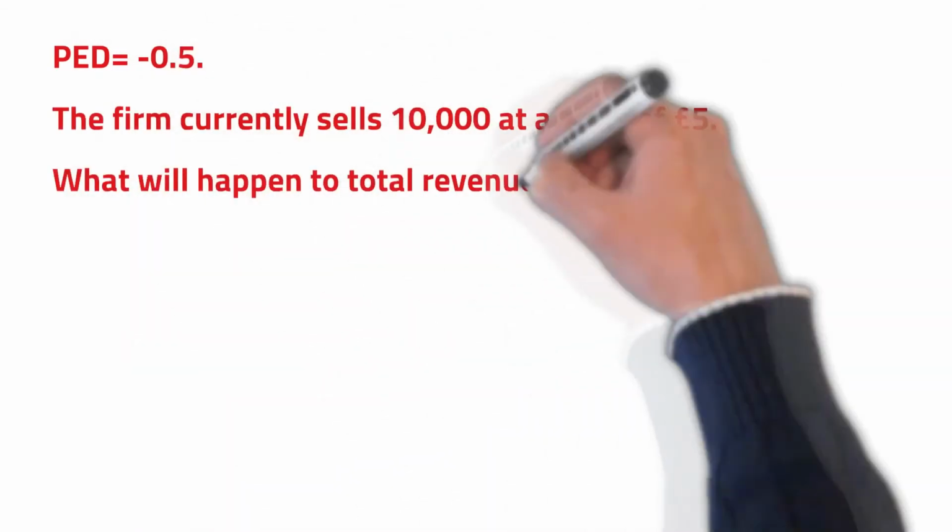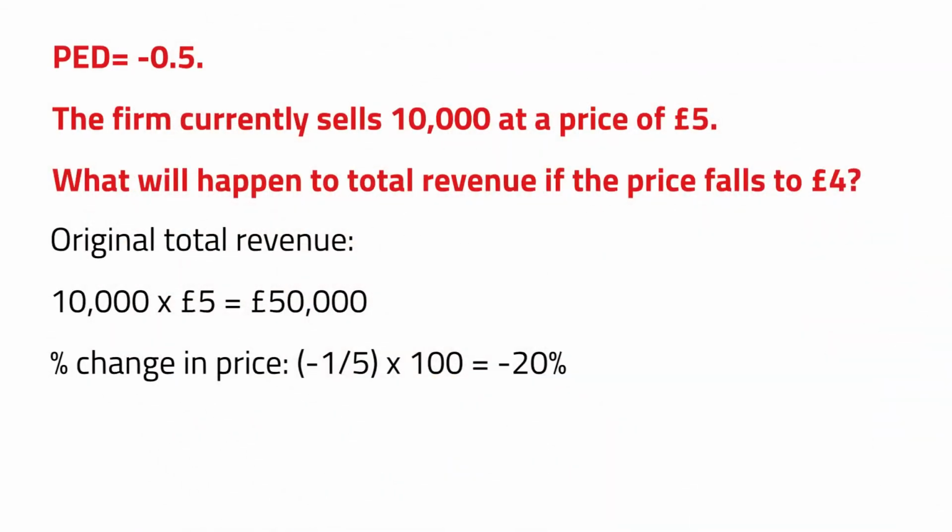Let's go through an example. For a product, its PED equals minus 0.5. The firm currently sells 10,000 at a price of £5. What will happen to total revenue if the price falls to £4? We can start by calculating the original total revenue. This is 10,000 multiplied by £5. This gives us £50,000.